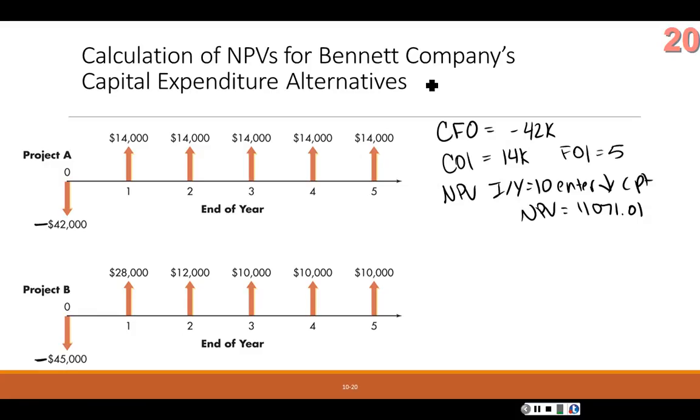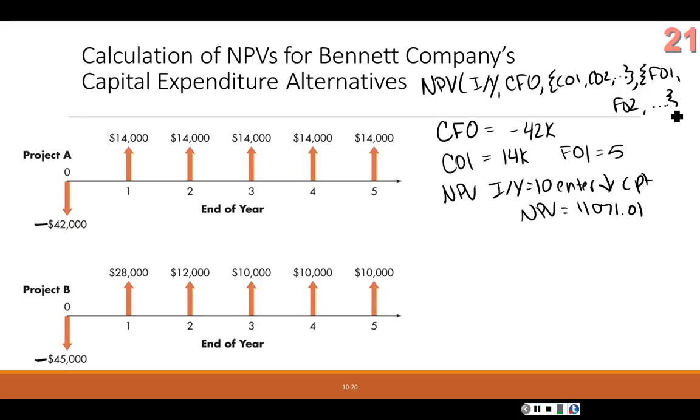Remember the steps if you have a graphing calculator: NPV, the interest rate, comma, cash flow at time period 0, comma, open braces, cash flow at time period 1, 2, etc., separated by commas, close braces, comma, open braces, frequency of cash flow 1, frequency of cash flow 2, etc. So here it would be NPV, open parentheses 10, comma, negative 42,000, comma, open braces 14,000, close braces, comma, open braces 5, close braces, close parentheses. And you should get $11,071.01.